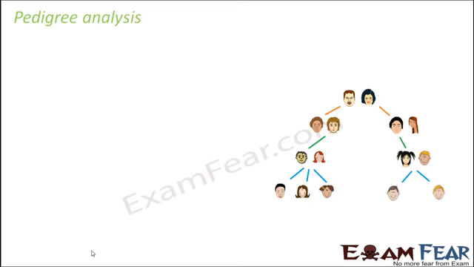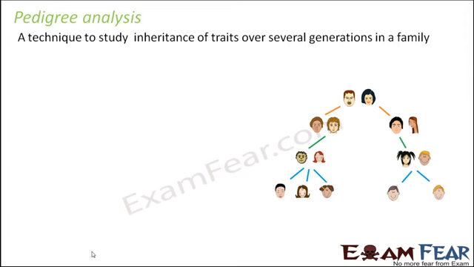Because we cannot experiment with human beings. So let us see what is pedigree analysis. It is a technique to study the inheritance of traits over several generations in a family. So you actually prepare a family tree kind of structure where you see how the traits are being inherited, or how the traits are being passed on from one generation to the other.